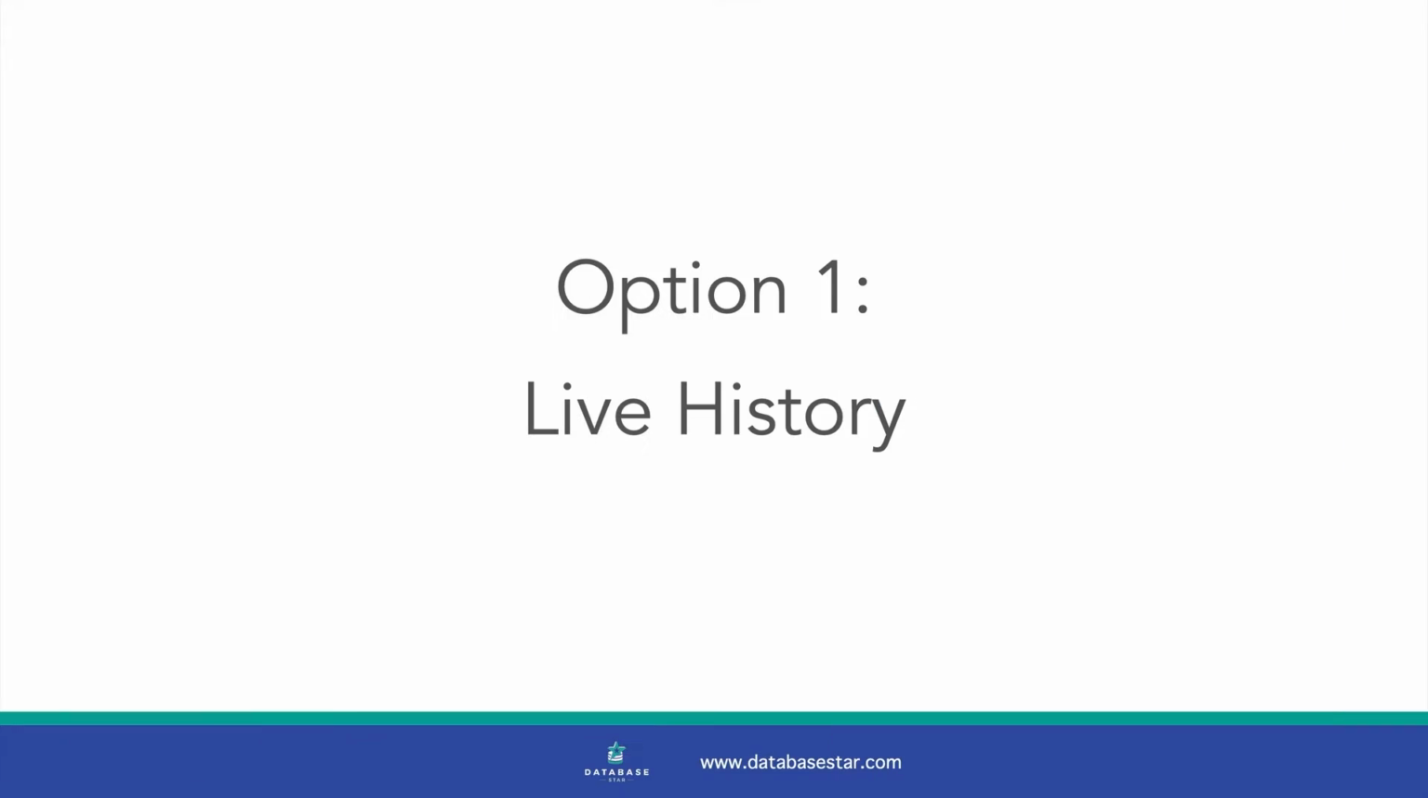There are three ways that you can add audit tables or change logs to your database design. One of the options is better than the other two, and I'll explain why. The first option is often called live history or row versioning.